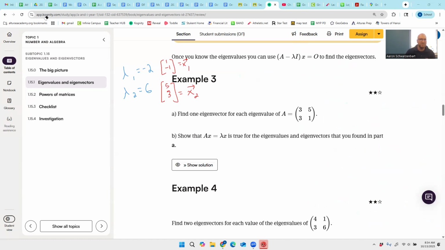So now it asks me to show that A times eigenvector equals eigenvalue times eigenvector. That was like 30 minutes. It's true for the eigenvectors you found. No, it did say to only find one, but now it wants you to do it with both. Whatever.